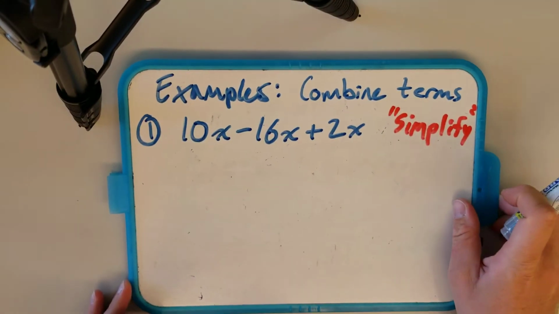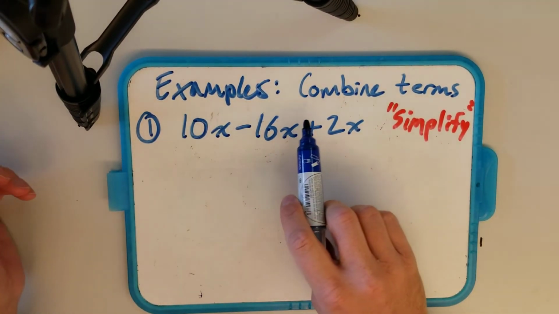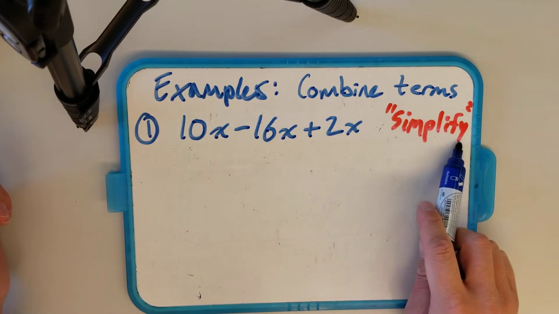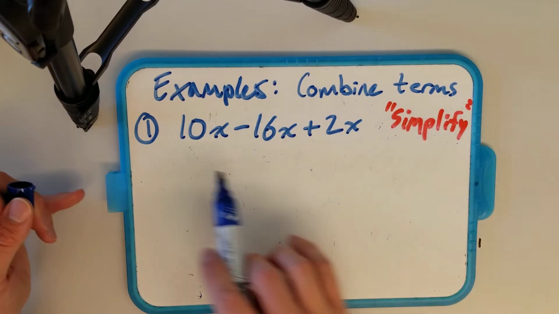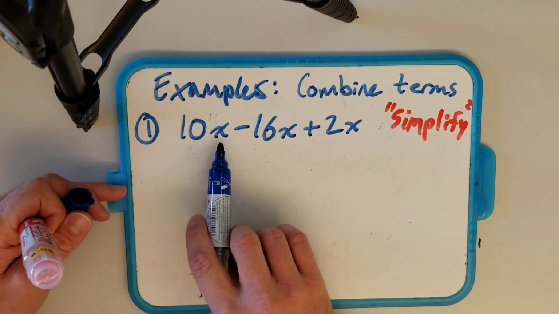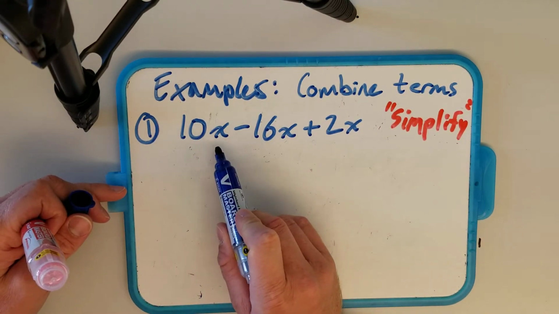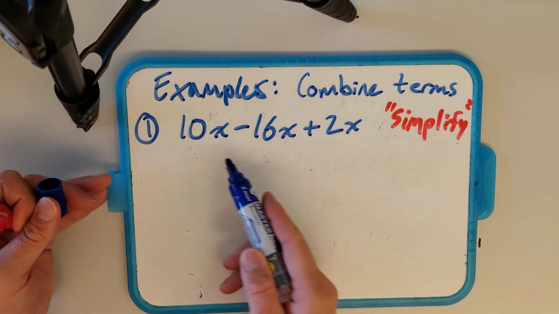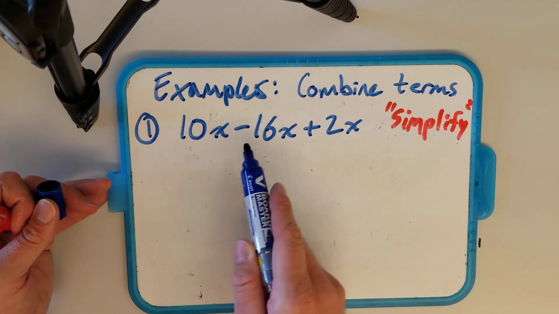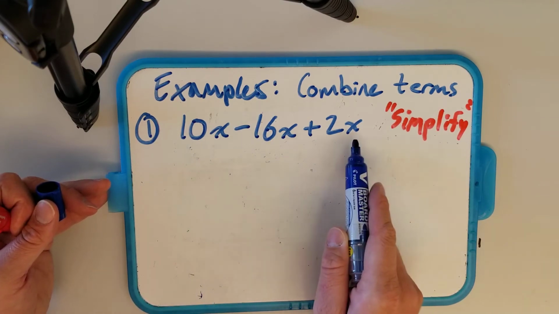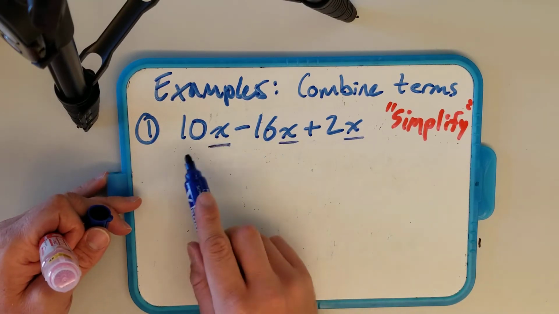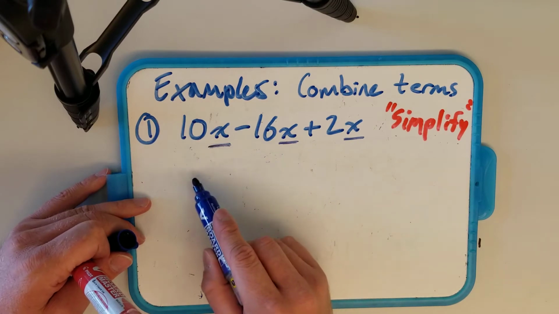So the first example is here. The instructions on a question might say combine like terms or simplify. If we were to simplify this and make it a much shorter expression, all we need to do is identify pieces that have the same letter, and imagine as if the letter wasn't there, we're just combining them all together. So we're just going to do 10 minus 16 and then plus 2 in this situation because they all have a letter X on them. Okay, so 10 minus 16 is minus 6X.